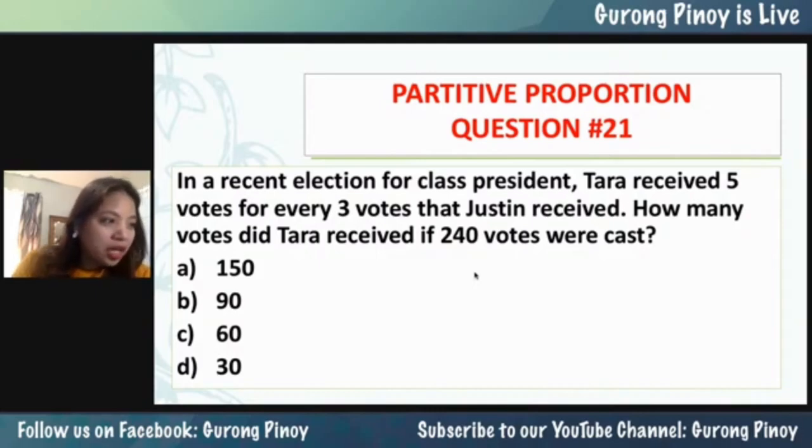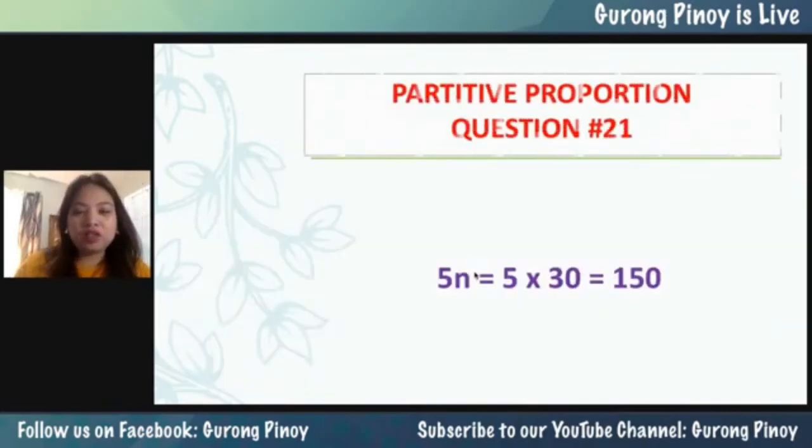Pag maaga kayong nakatapos mag-solve kasi sobrang easy na nito sa inyo ng partitive proportion, you can show your solution also. Pakita yung solution, para makita ko din kung paano nyo yung way ng pag-solve ninyo, para mabigyan din ng suggestion yung iba. I think we can now show the answer for this one. Number 21, the answer is letter A, which is 150. Papakita natin yung solution for that.